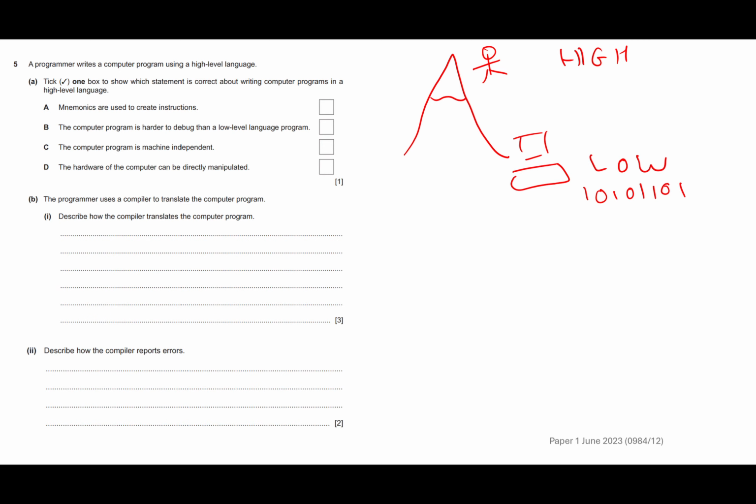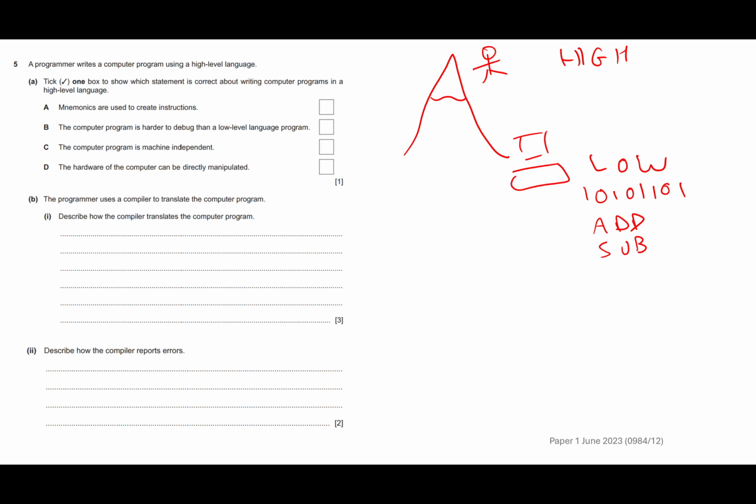So we've got, tick one box to show which statement is correct about writing computer programs in a high-level language. So A, mnemonics are used to create instructions. So we use mnemonics in assembly language. A mnemonic is kind of like a 3-letter code that represents a machine code instruction. So we've got add, subtract, or add, sub. So they're actually a low-level language. So it's not that one.